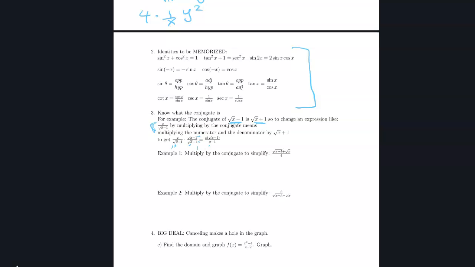Then I do the outsides, I get positive root x. Insides, I get negative root x. That's always going to happen when you're multiplying by the conjugate. And then I'll get negative 1 times positive 1, and there you go.